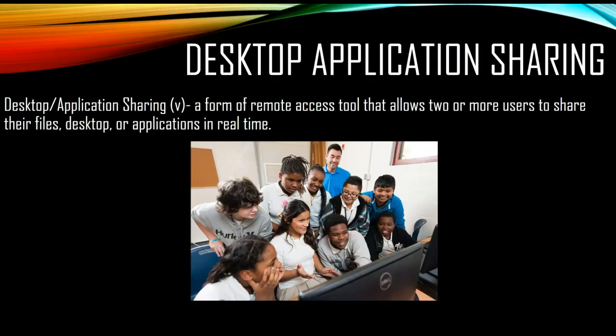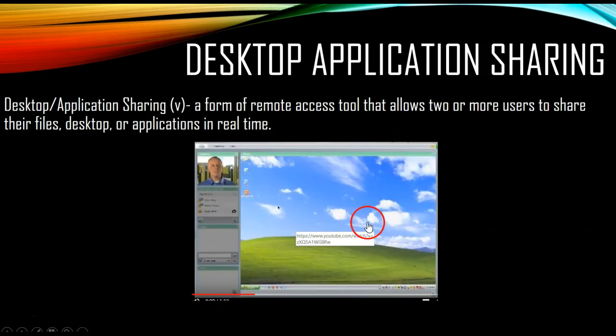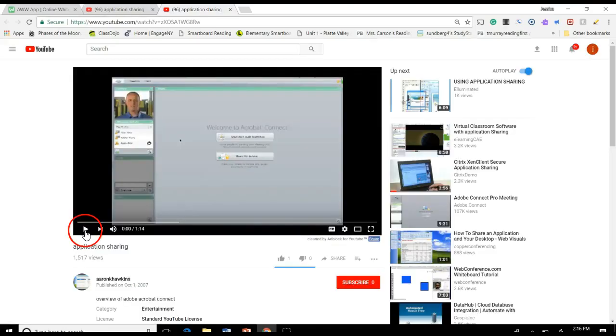Very cool. Desktop application sharing. Desktop application sharing is a form of remote access tool that allows 2 or more users to share their files, desktop, or applications in real time. Look at this picture. Do y'all think that that's too many people for one computer? Yeah. This girl's trying to show them what's on her desktop, what she's got. This isn't the most effective way to show it. Now let's watch this. What if she was able to do this with her laptop?